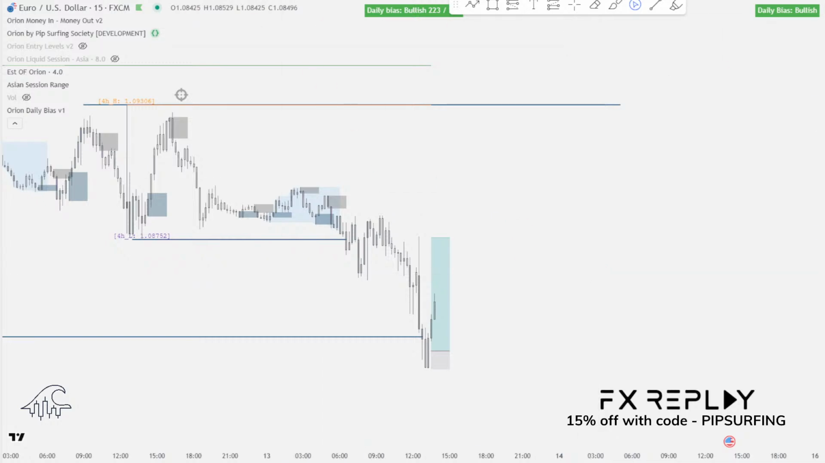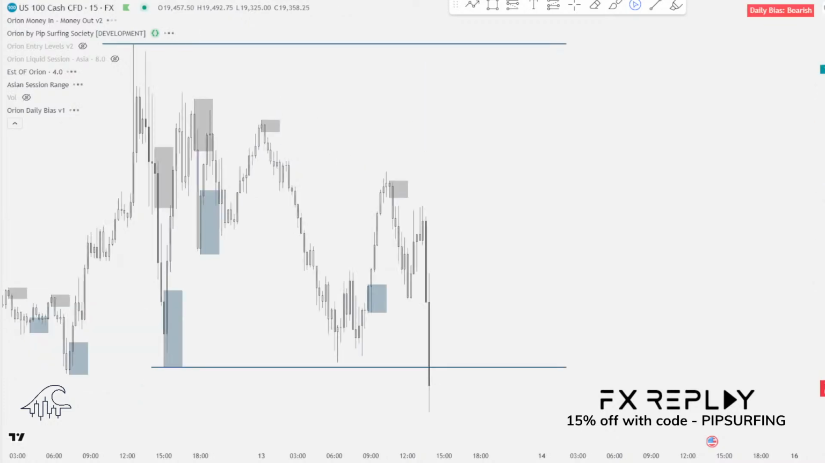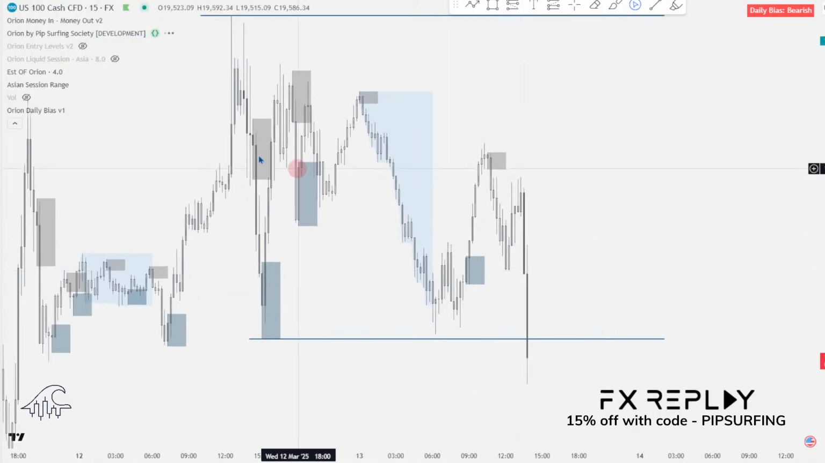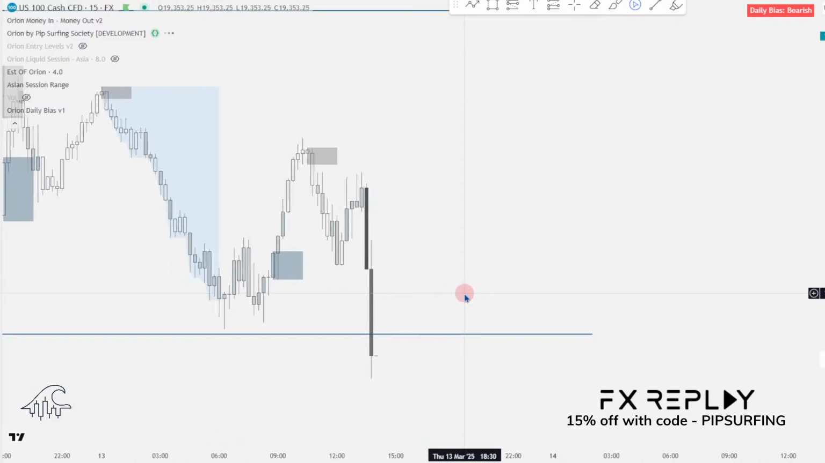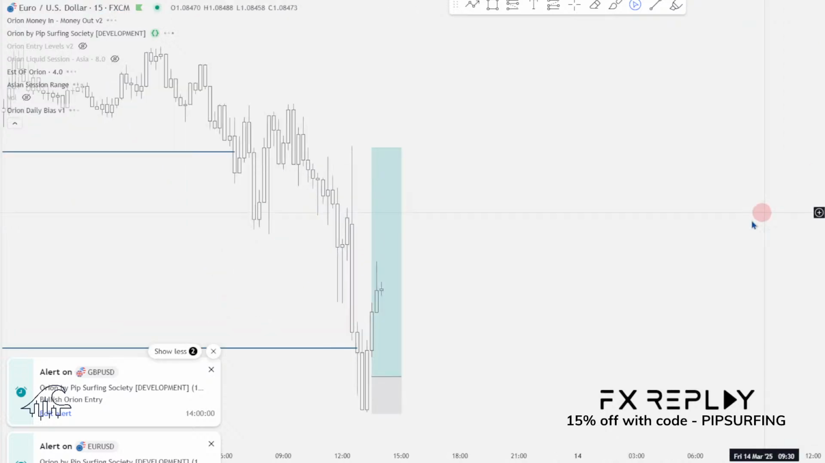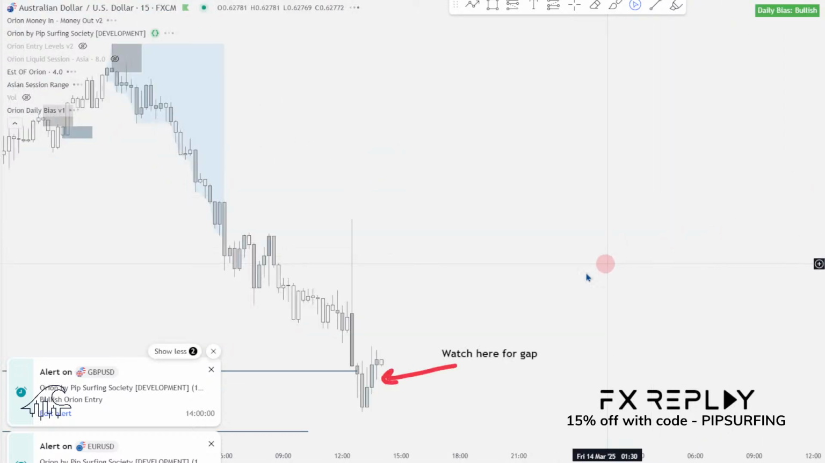So we've got another 13 seconds. Let's go back to NAS here. Look at this. Here we go. Orion entry, Orion entry. That's Euro, GU. And AU? No, not AU.